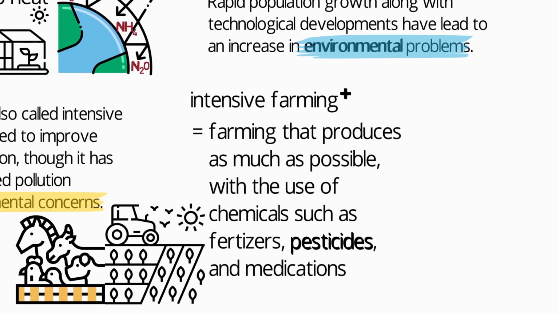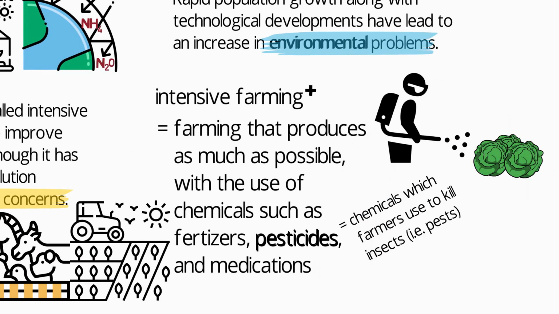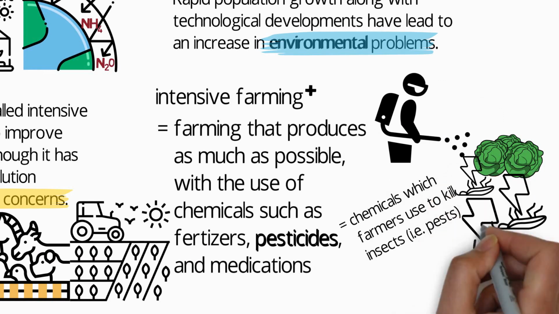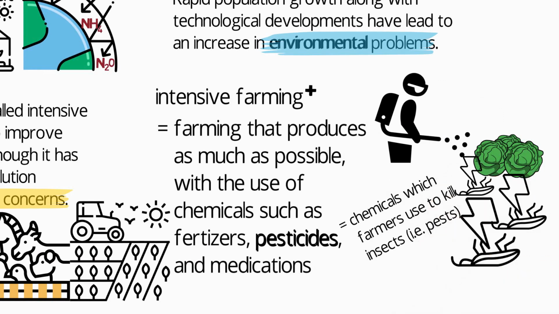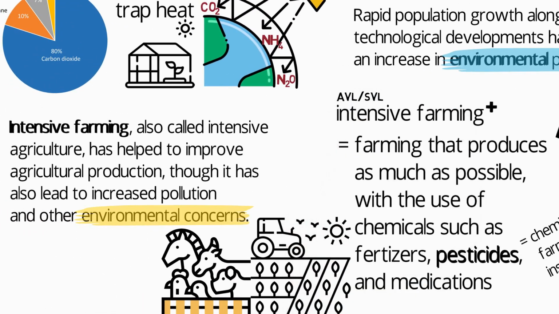So pesticides is also a really useful word. These are chemicals which farmers use to kill insects, in other words, pests. So although intensive farming is a nice collocation, the word intensive and the word farming on their own are also very common in academic writing and also in writing about this topic.